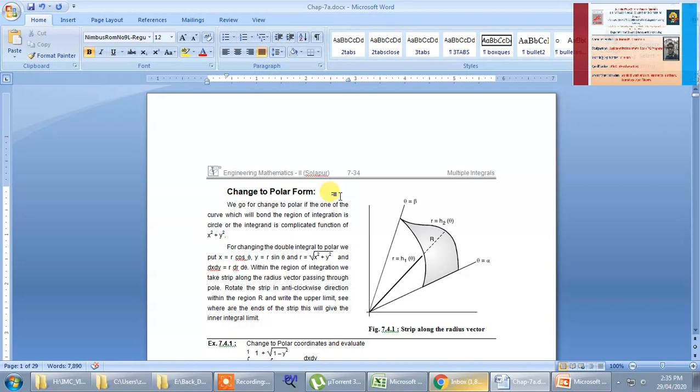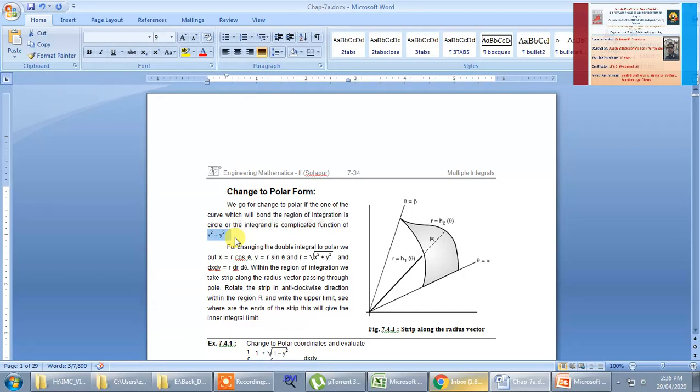Now in what case should we convert our problem to polar? See, if your region of integration is bounded by circular curves, or your integrand involves a function of x square plus y square, then it is reasonable to convert the problem, that is double integration, to which form? Polar form.